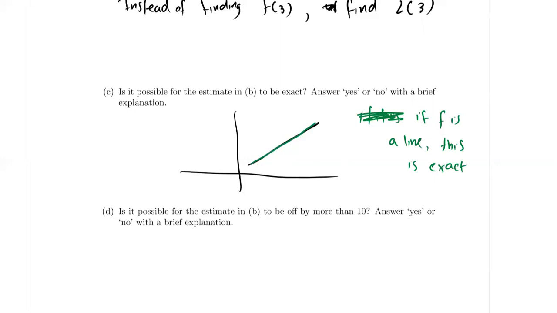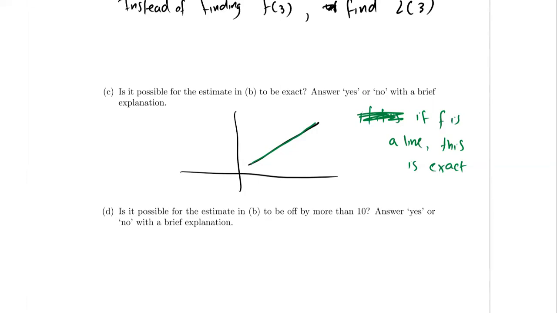Now, is it possible for the estimate in B to be off by more than 10? Yeah, it's definitely possible, right? Because we're pretty far off from 1, and we're doing this at x equals 1. If you remember the examples in class, if we're using the linearization at x equals 1, usually we were approximating L of 1.1, something really close to 1.